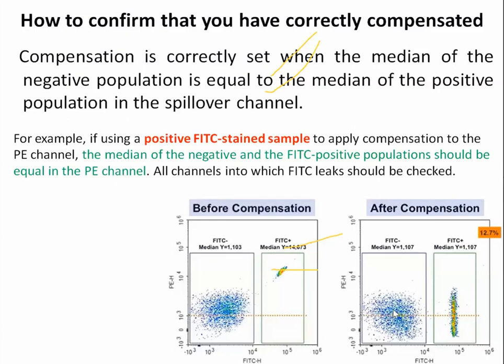So that's what I say. So this is FITC negative population. This is FITC positive population. The PE median of this negative population and the PE median of the positive population should be the same.